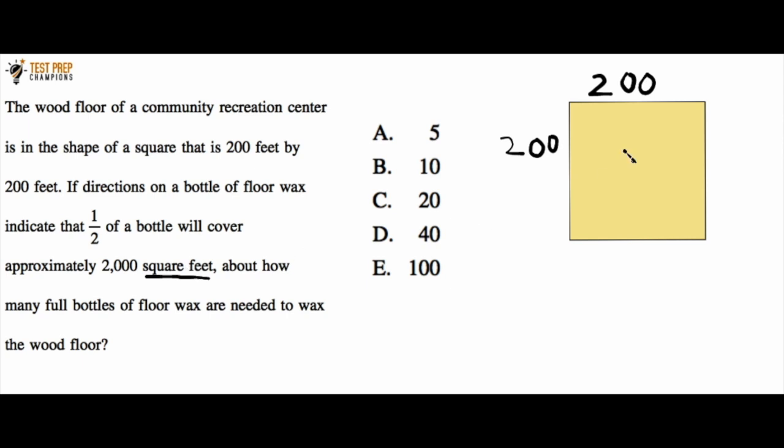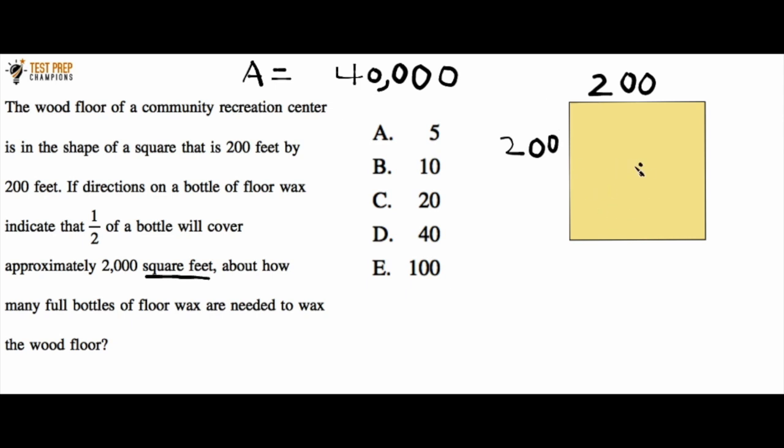So we've got 200 feet and 200 feet, and if we multiply them together, we're going to get the area of the square. So 200 times 200 is 40,000 square feet. I'm not going to bother writing the units just to save time. This is the area of the square, found by calculating side times side: 200 times 200 gives 40,000 square feet.